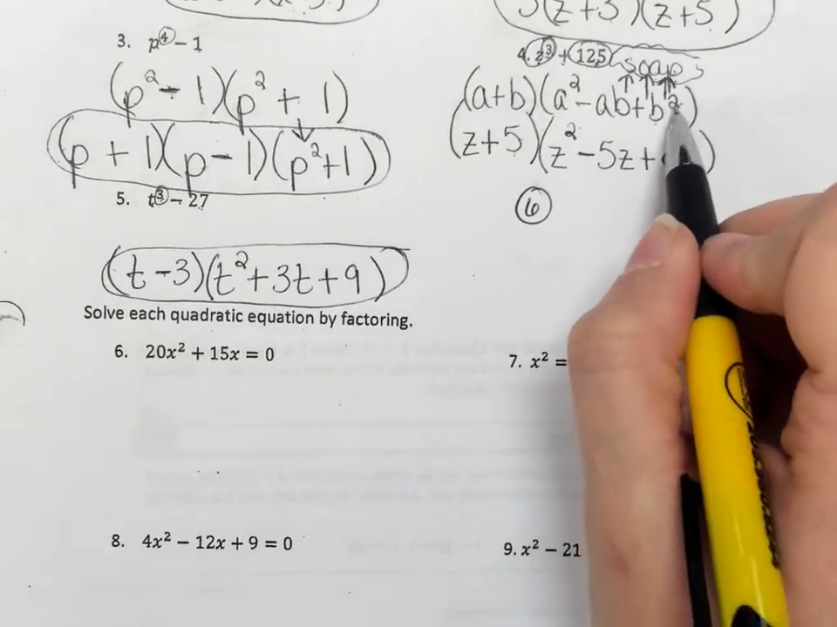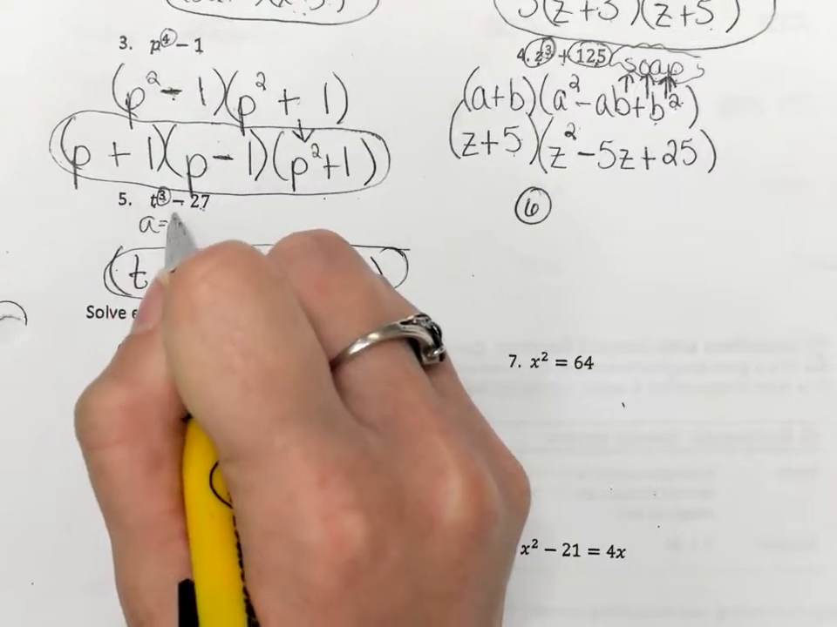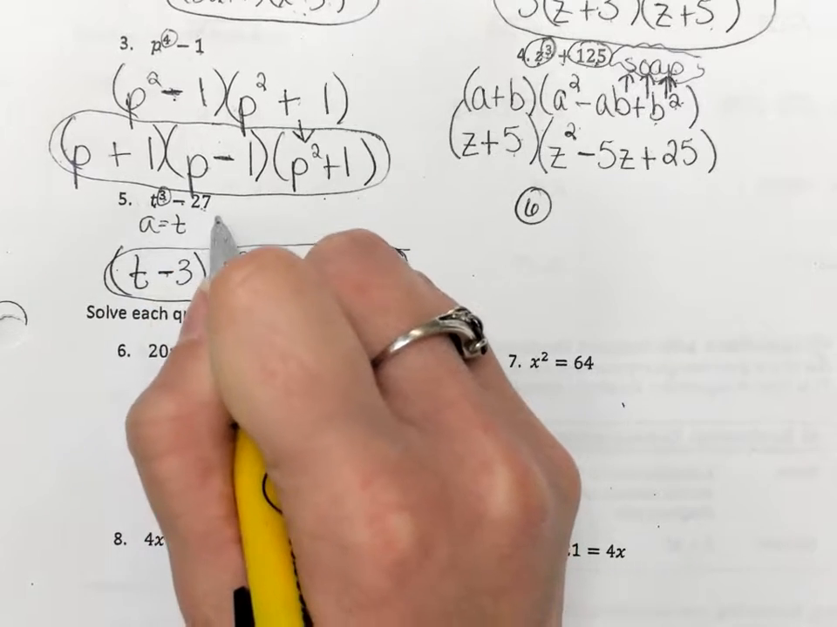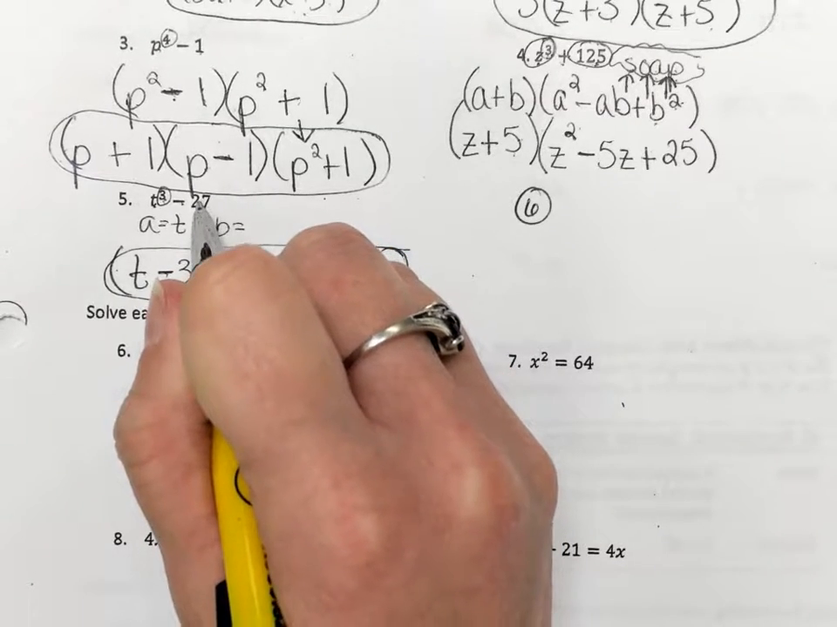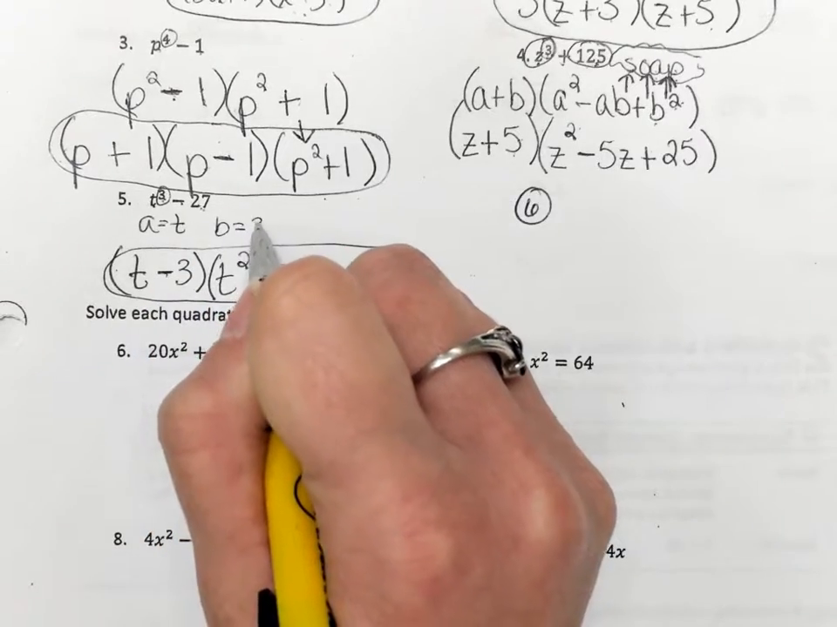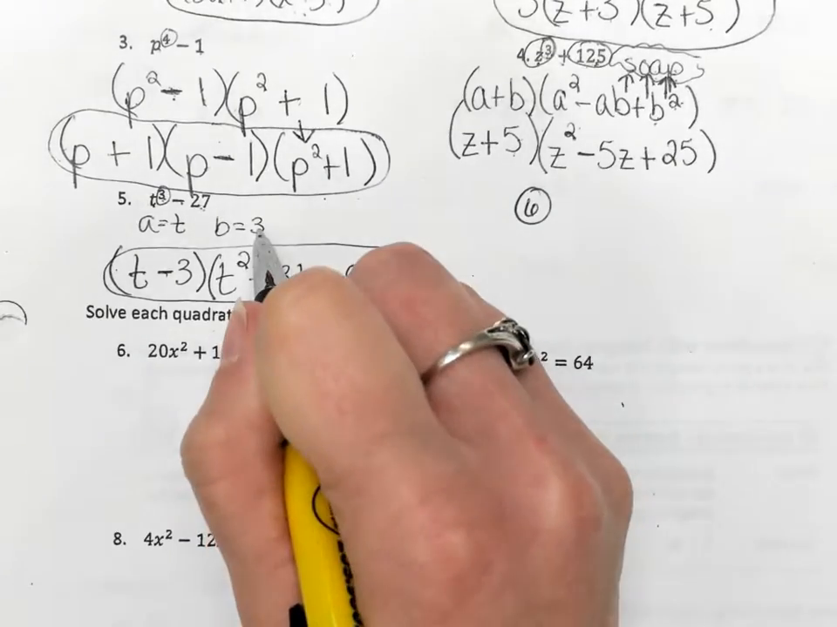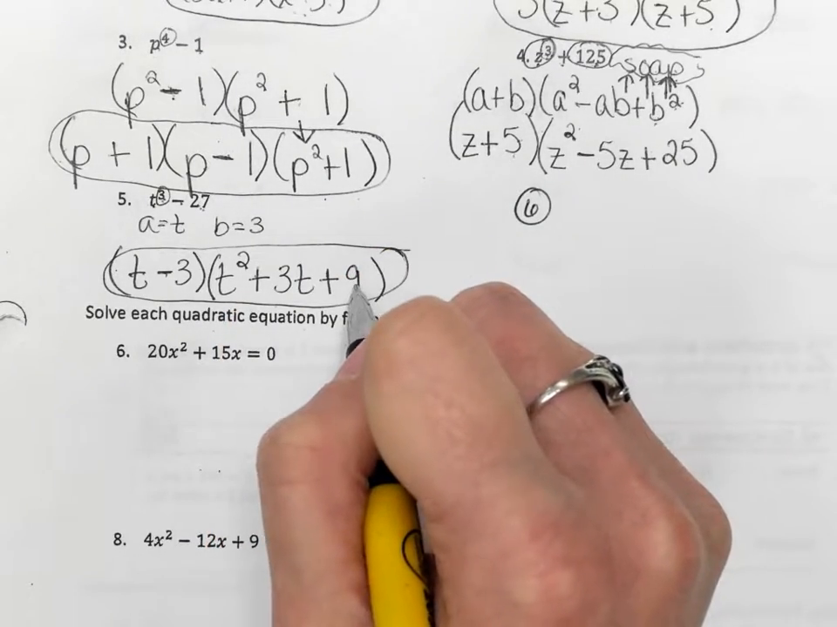Because it's squared right here. Look, your a is that first term, which is t, right? Mm-hmm. Your b is that second term's cube root. What's the cube root of 27? That is 3. And it says b squared. So 3 squared is 9.